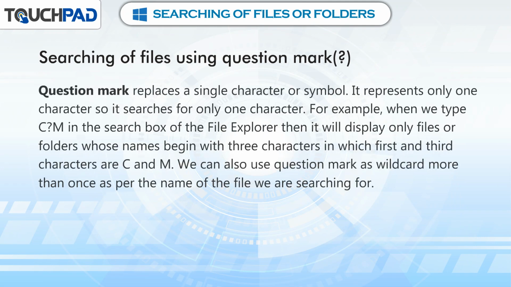Searching of files using question mark. Question mark replaces a single character or symbol. It represents only one character, so it searches for only one character. For example, when you type C?M in the search box of the File Explorer, then it will display only files or folders whose names begin with 3 characters in which first and third characters are C and M. We can also use question mark as wildcard more than once as per the name of the file we are searching for.